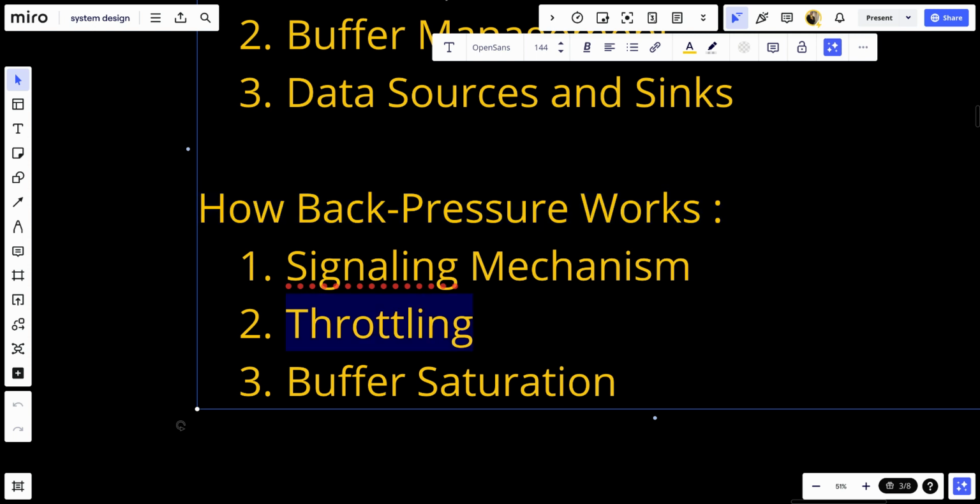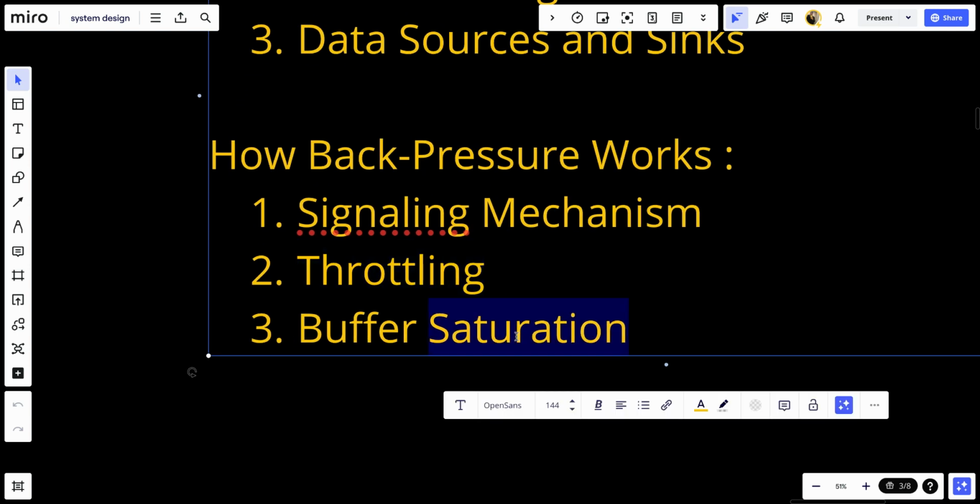And number two, we have throttling. Upon receiving the back pressure signal, the producer throttles the rate of data production, either by slowing down or pausing data generation until the consumer is ready to process more data. And number three, buffer saturation. Back pressure mechanisms monitor buffer saturation levels. When buffers approach their capacity, back pressure signals are triggered to prevent additional data from entering the buffer until space is available.